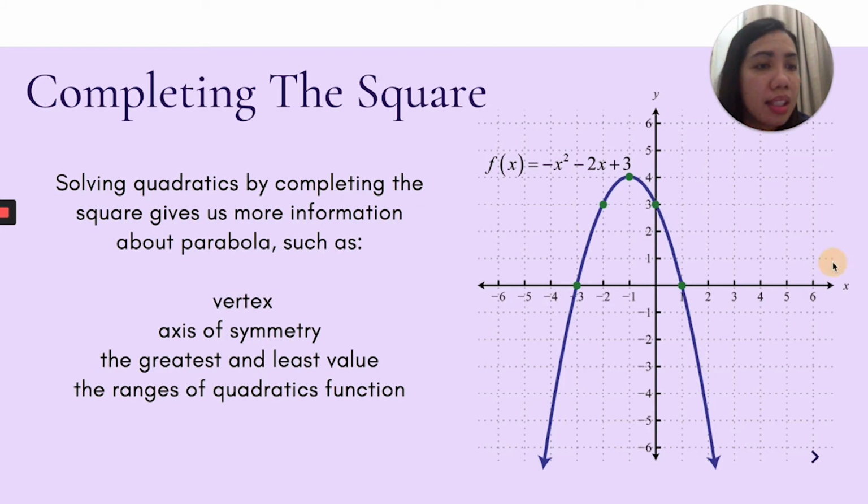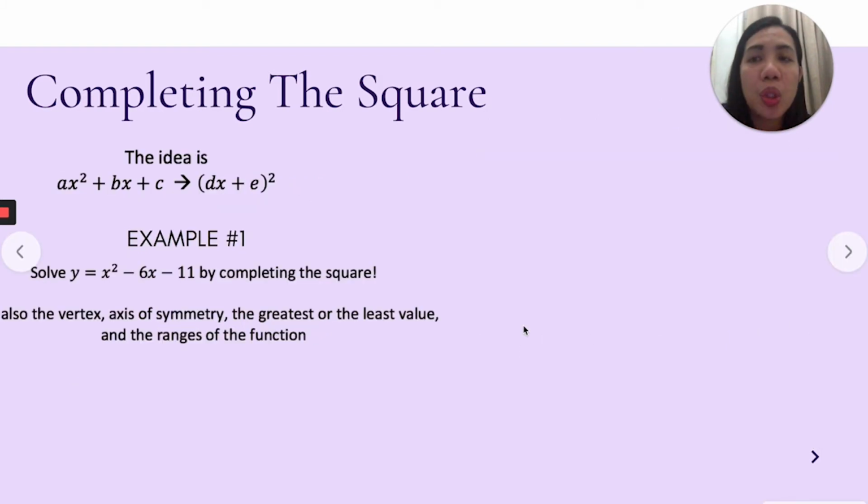Okay, now let's continue how to complete the square. The idea is like this. We want to express this expression ax squared plus bx plus c into the perfect square like this, dx plus e squared. Okay, this is the main idea. Now let's see how to express this into this.